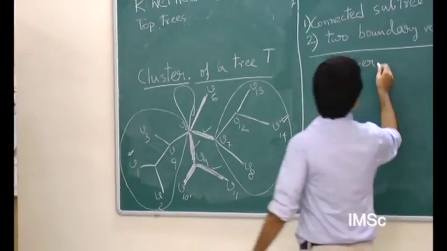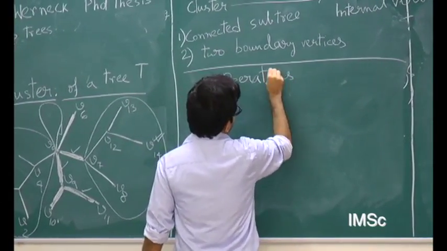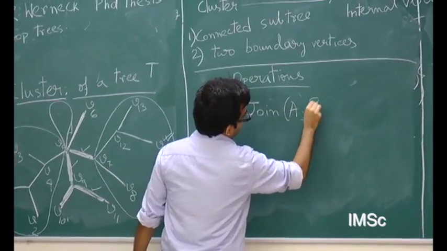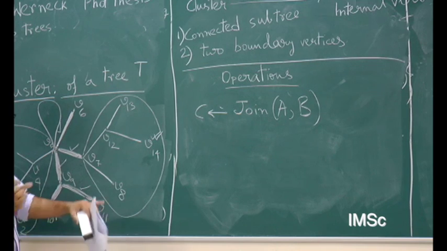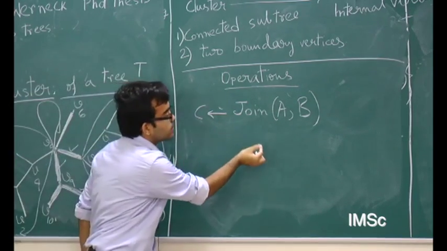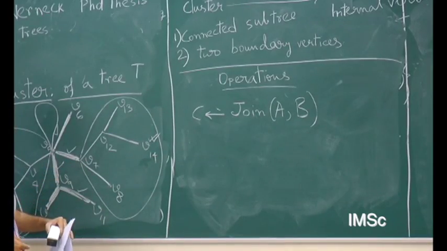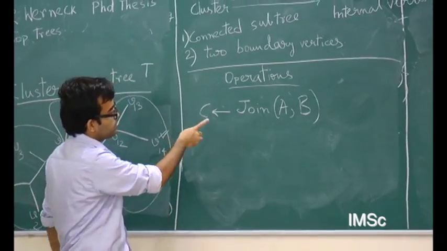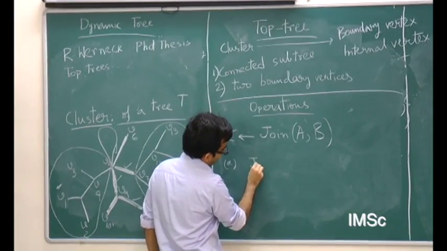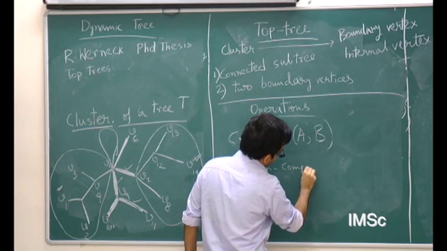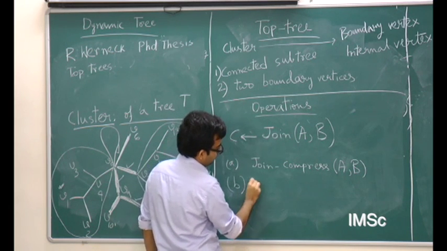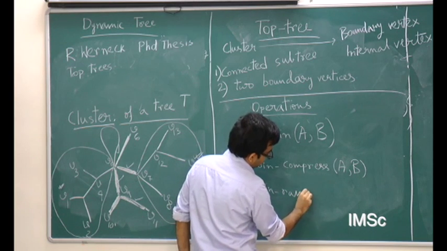Now, these are the operations that we will be considering on the clusters. What does this mean? A and B are two disjoint clusters, but A and B intersect at a boundary vertex, and you are just taking the union of these two clusters. There will be two types of join operations that will be allowed. I am just going to elaborate on this. Type A is join compress and type B is join rake. I'll just illustrate them by figure right now.